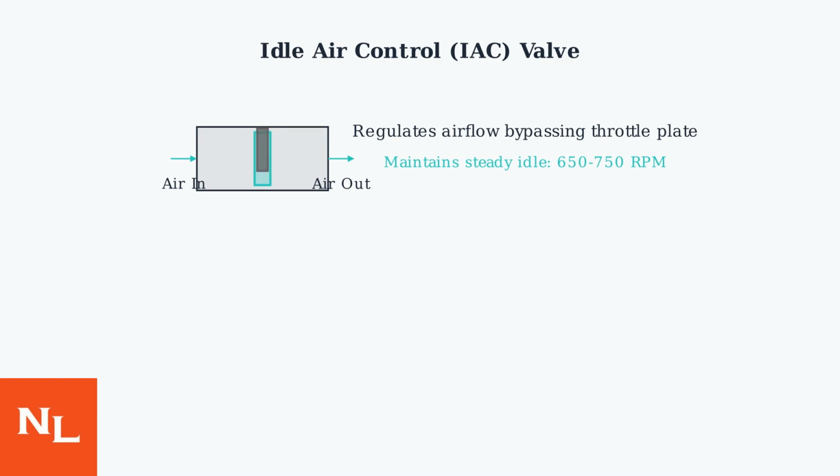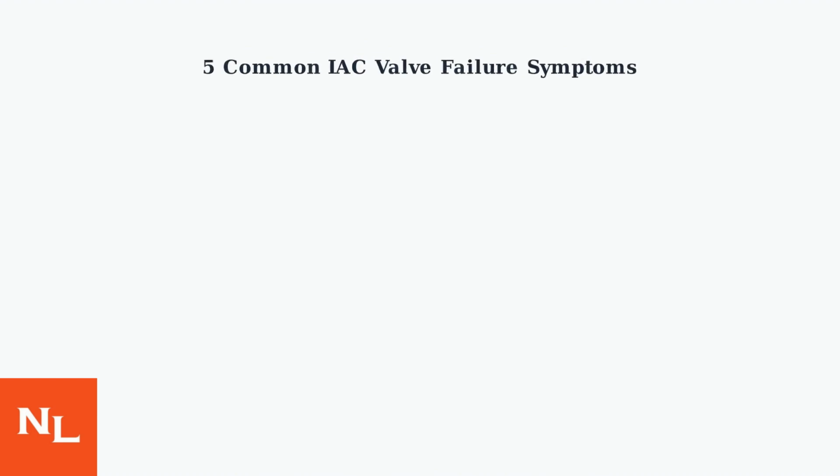The valve works by opening and closing to adjust airflow. When more air is needed, the valve opens wider. When less air is needed, it closes more. When the IAC valve fails, 5 primary symptoms typically appear. Let's examine each of these warning signs.